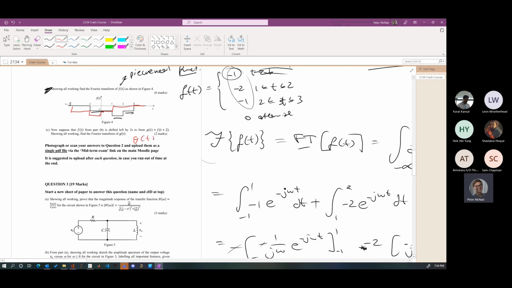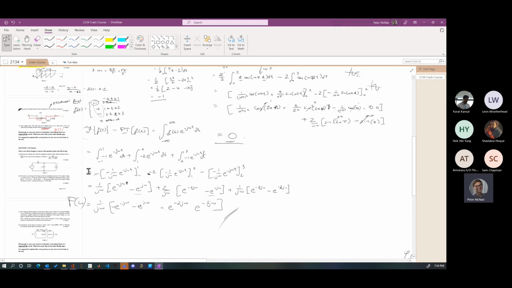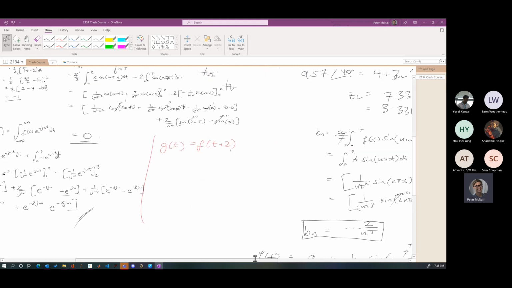This is g of t. Find the Fourier transform of g of t. So I don't know about you, but I really don't want to do all this integration again. So let's get cheeky and instead use some properties of our Fourier transform. This is an iconic question for making you use the properties.